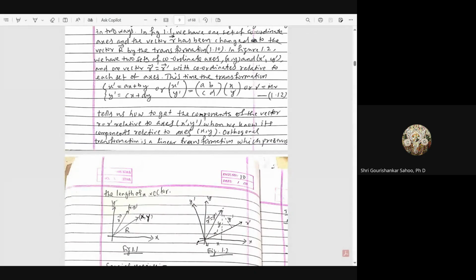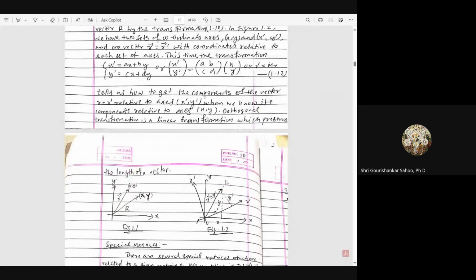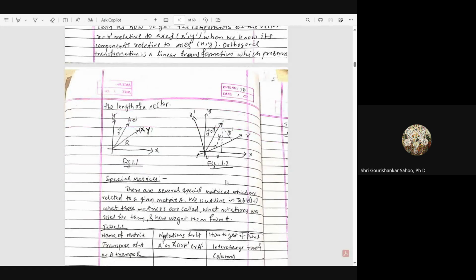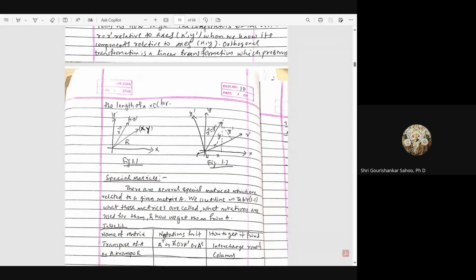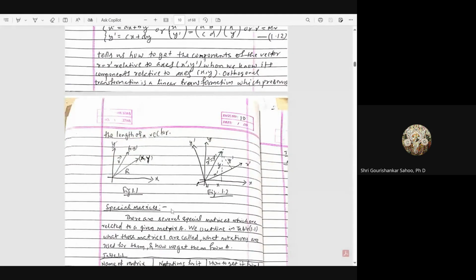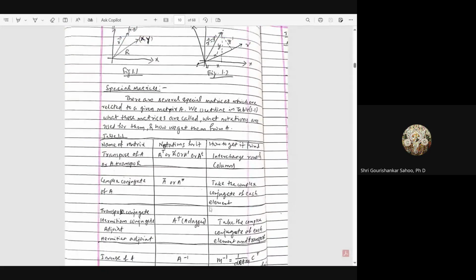So your orthogonal transformation is a linear transformation. Here it is an orthogonal transformation, and it is also a real transformation which preserves length. Okay, so this is all about linear transformation, and you can see this as shown in figure 1.1 and 1.2.